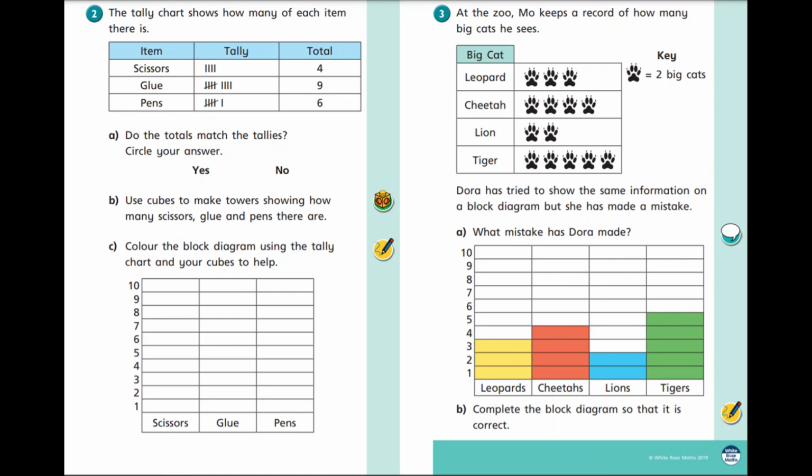And it says, what mistake has Dora made? Complete the block diagrams to do that there. So if you don't have that right colour, then that's absolutely fine. Just complete it using your colours you have at home. But make sure you're remembering the key is the paw print is equal to 2 big cats.